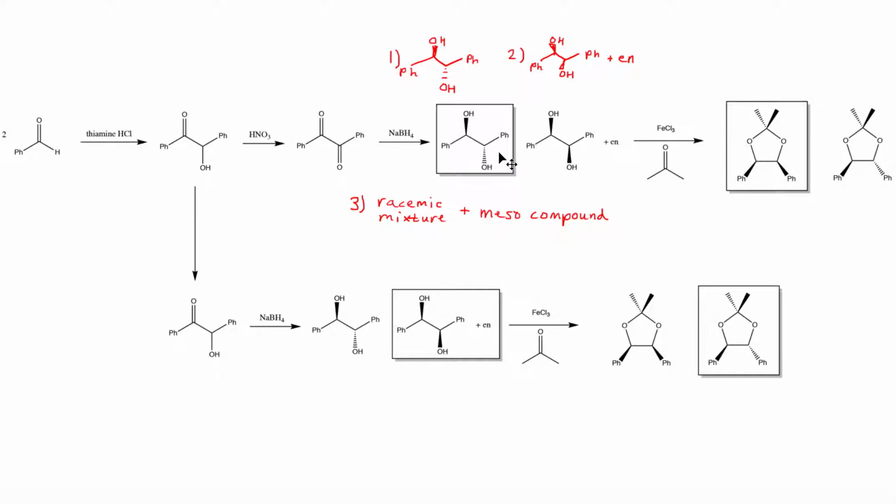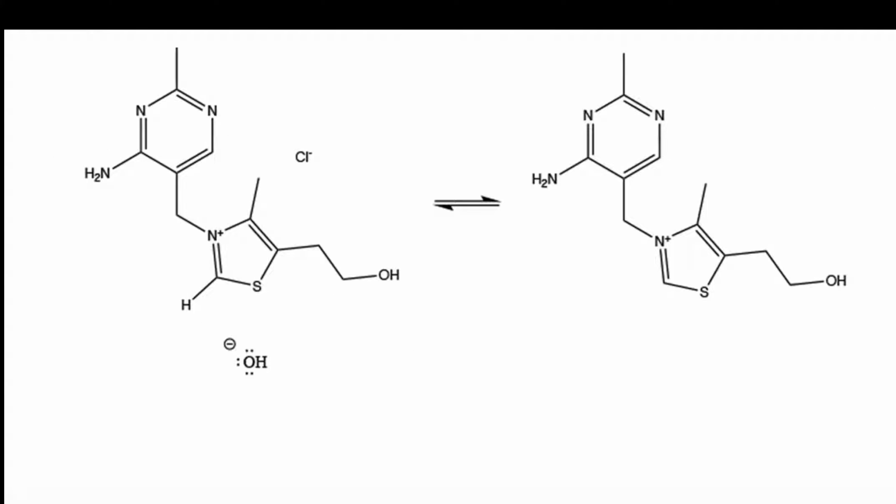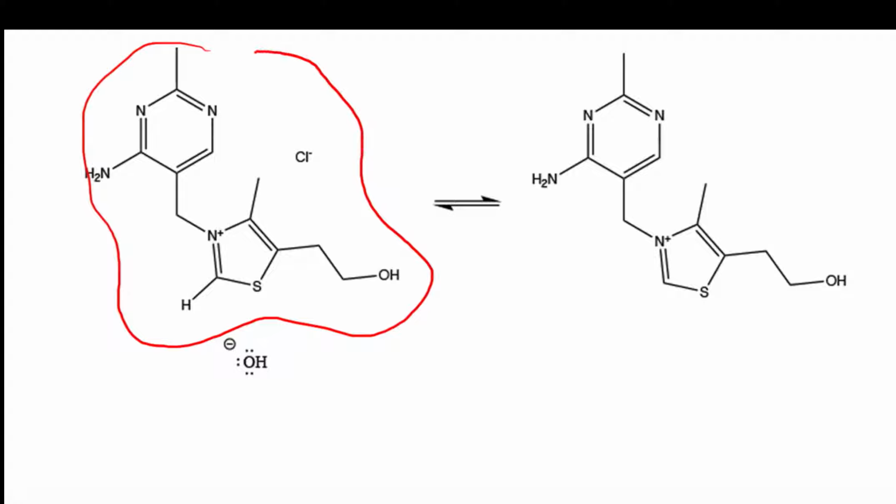As you may have noticed, I've boxed in a couple of these structures here in the reaction scheme. Later on, I will explain why I have done this, but before we get to that, let's go over the first part of the reaction, which is the benzoin condensation of benzaldehyde. Before we begin our reaction, we first need to prepare our catalyst, thiamine hydrochloride. So this right here is the molecule of thiamine hydrochloride.